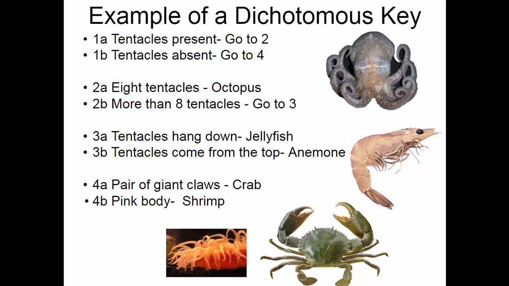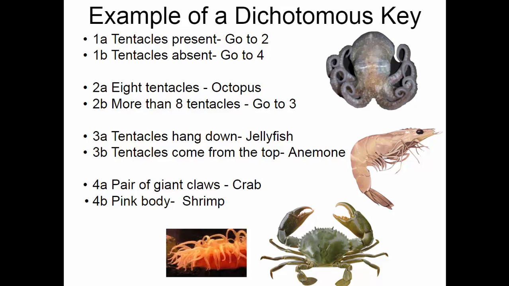You'll notice a couple things, though. When I look at this octopus, or any of these organisms, they fit clearly into one category or the other. Statement 1A couldn't say tentacles present and then 1B say orange in color, because things might be in between those. They're usually opposite statements, so it's clear which category you should choose as you're looking at the organism.